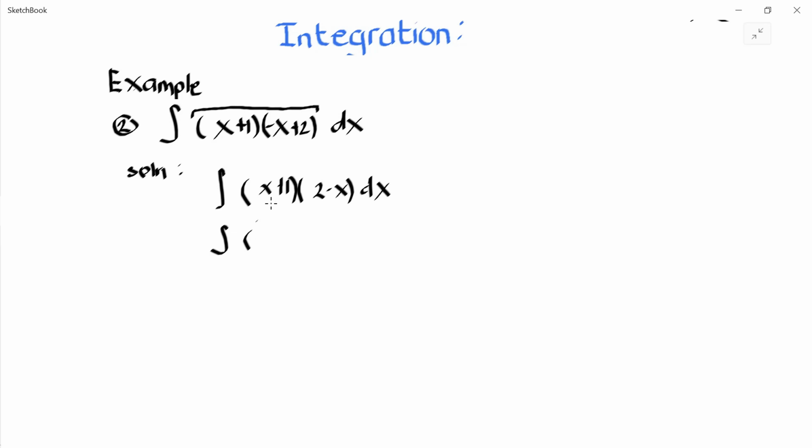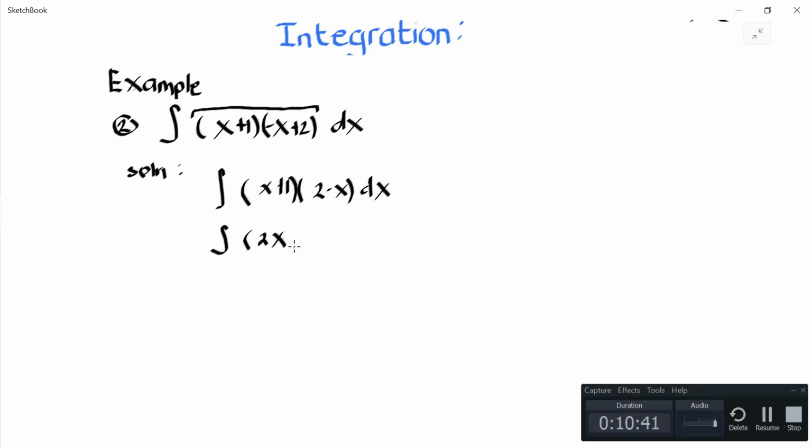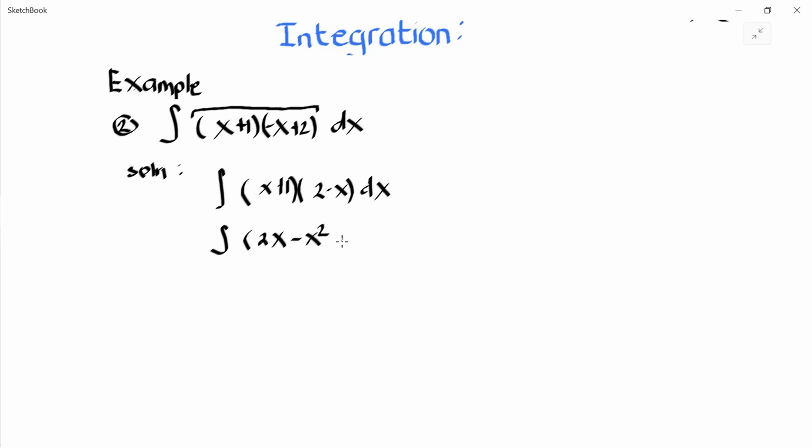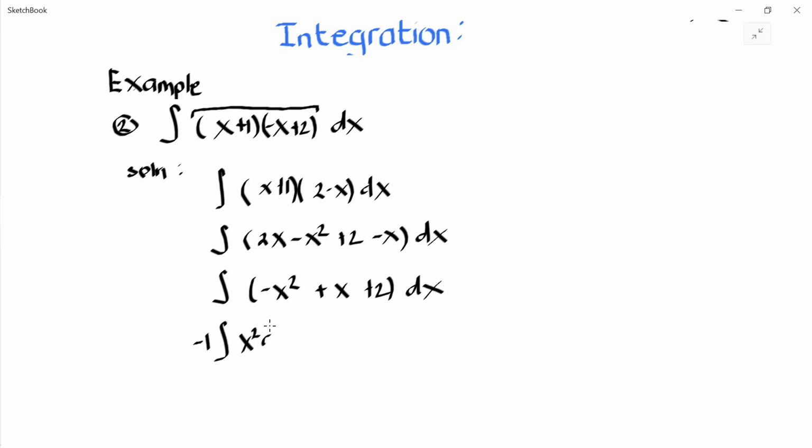The integrals of FOIL method, front, 2x, outer, inner, and last. It's negative x squared plus x plus 2 dx. Integrate it term by term. This is negative 1 x squared dx plus integrals of x dx plus 2 integrals of dx.